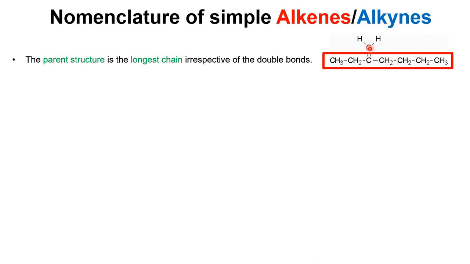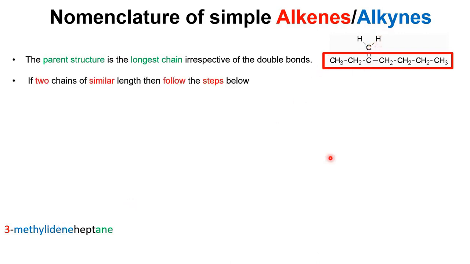According to previous IUPAC rules, you would have selected this chain as your parent chain because it contained the double bond. But according to the new rules, this will not be our parent chain. Our parent chain will be the longest chain here, and this will be the branch. So the name of this compound will be 3-methylideneheptane. Heptane is our parent chain and 3 is the position of the branch that is attached to the parent chain, and methylidene is the name of the branch. If 2 chains have similar length, then follow the following steps.